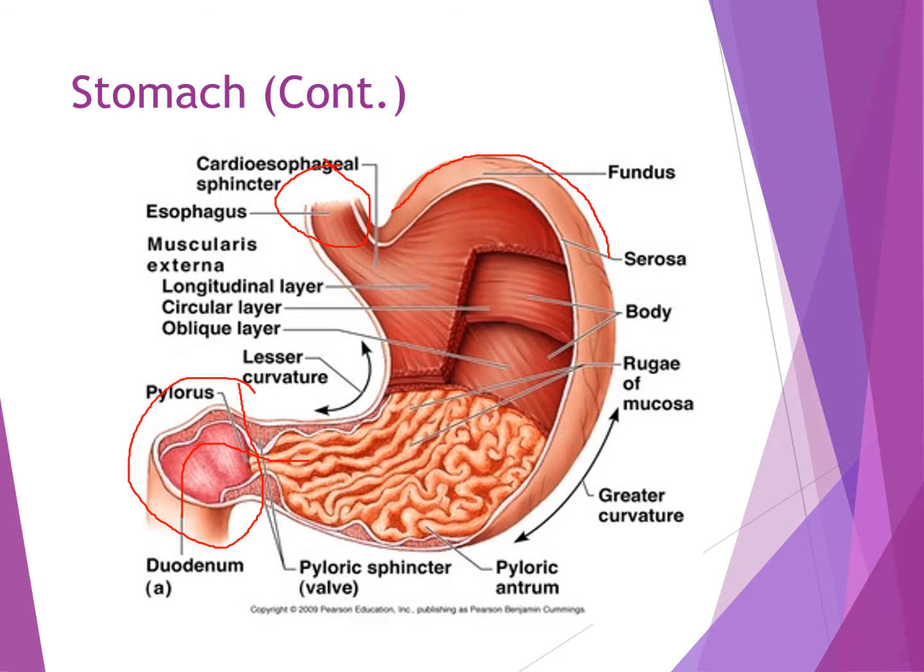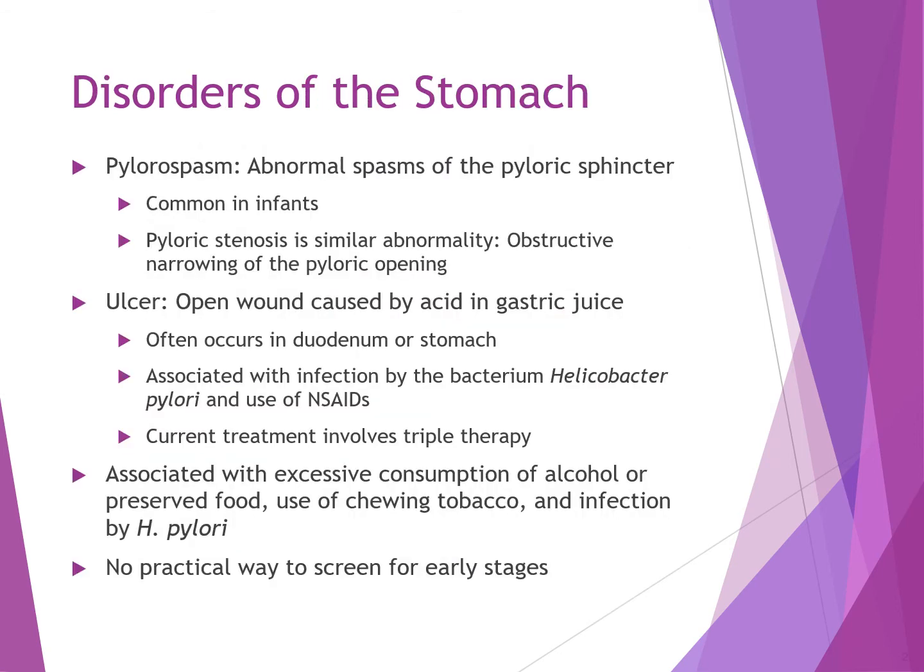So what can go wrong with the stomach? Well, the pylorus can actually have abnormal spasms, and that is common in infants. Also, pyloric stenosis, which is the narrowing of the pylorus, which inhibits food from flowing out of the stomach. So this could cause an obstruction, and we can fix that surgically.